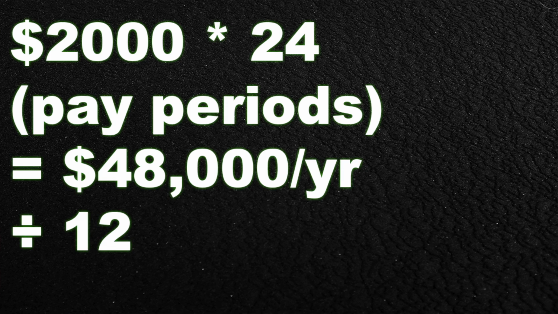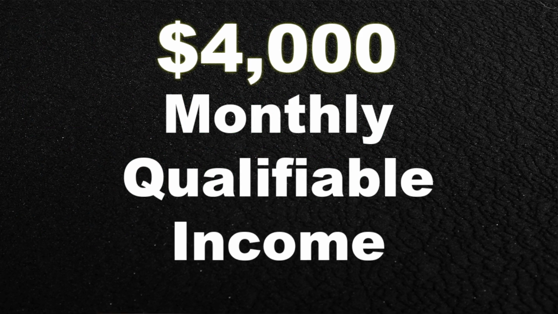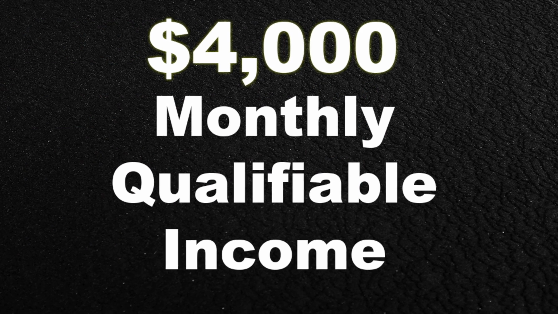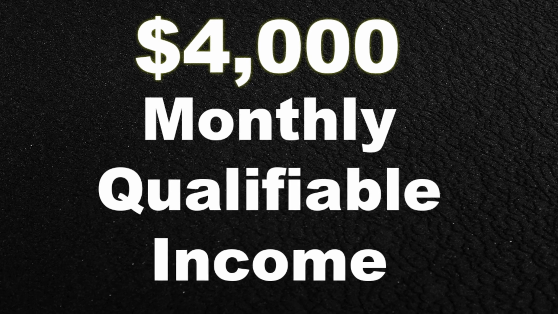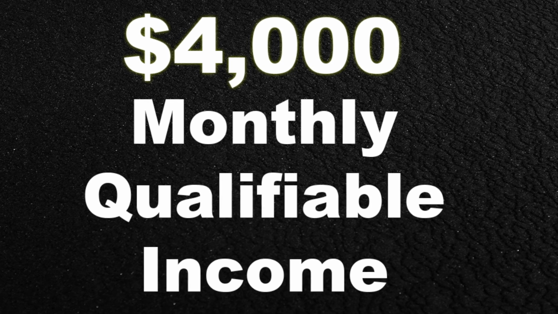If we take a semi-monthly approach to the qualifying of this income, we're going to have a little bit of a different figure to qualify. If we take the same figure from the last person, that they make $2,000 every pay period, and then we multiply that by 24 pay periods, that's going to come out to $48,000 a year. Obviously, we're going to divide that by 12, and that will equal $4,000 in monthly qualifiable income.